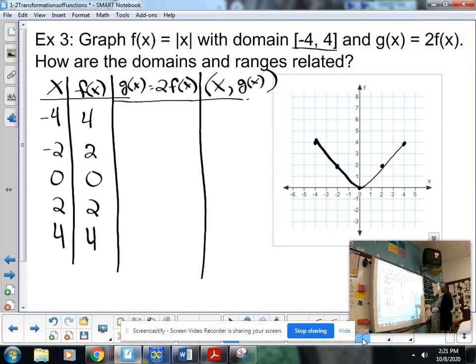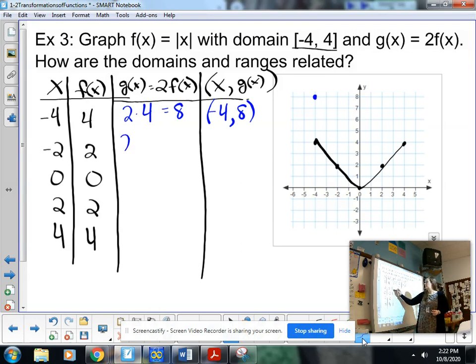Now, we are given that g of x is equal to 2f of x. That means I am taking all the f of x values, which you can see here are the y values, and I am multiplying them all by 2. So for this first one, my g value is going to be 2 times the f value, which is 4. That's going to give me 8. That's going to be a new point of (-4, 8), and that's going to be right up here.